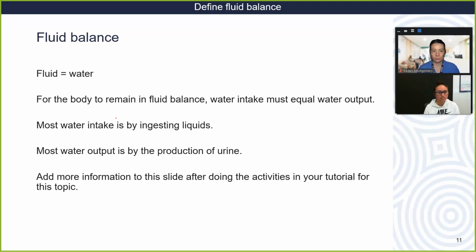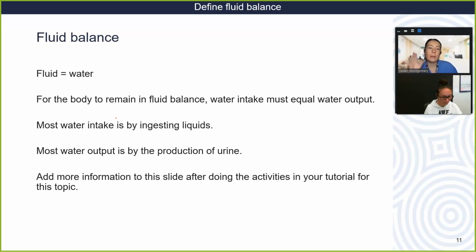Now, how do we get the water in? Most of it is by drinking fluids, most of it. How do we get the water out? Urine, okay? Now, we're going to look at some other things related to fluid balance when we do your tutorials. So make sure, remember, your tutorials are really, really important for this subject. You should most definitely do them.